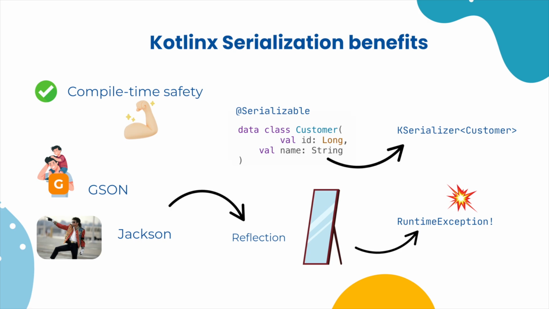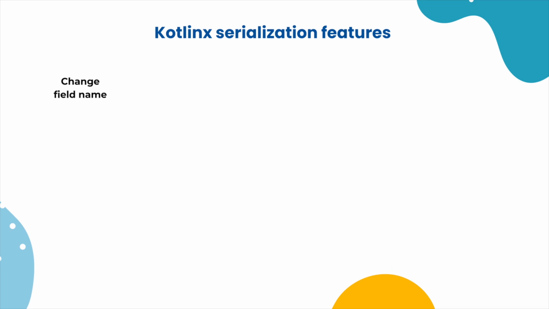Finally, let's take a look at a small subset of features that Kotlinx Serialization has. Just like with other frameworks, you can change field names during serialization. Let's say we have a class Dog with two fields, name and breed. Now, if we want to rename a field, all we need to do is annotate the field with a SerialName annotation and put the new name there. And this will result in a modified JSON.